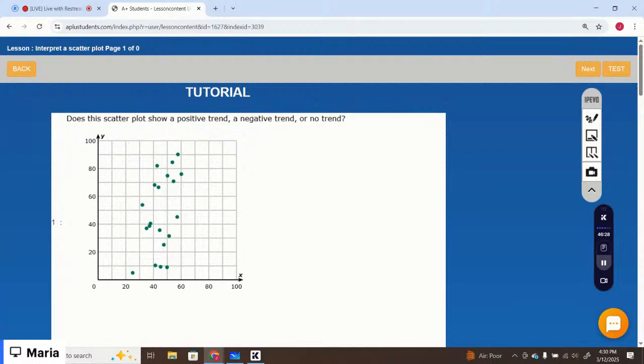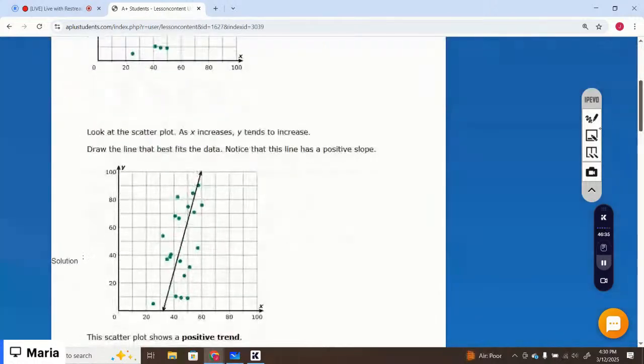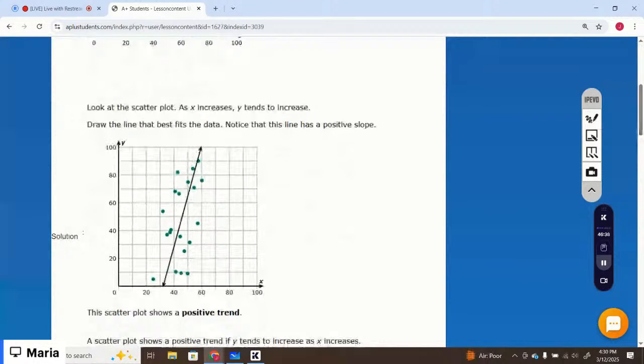Does the scatter plot show a positive trend, a negative trend, or no trend? So if the x value is increasing and the y value tends to increase, that means that is a positive trend.